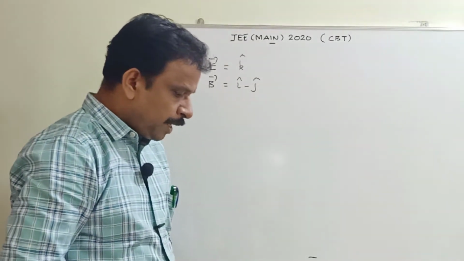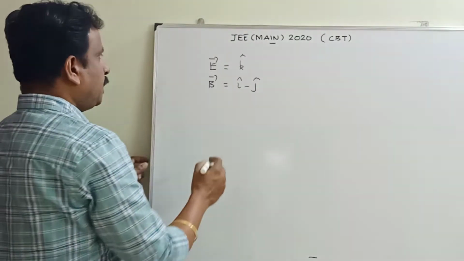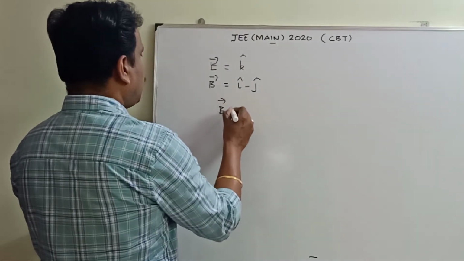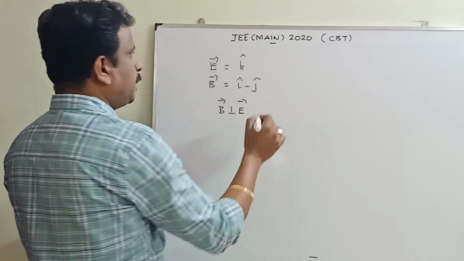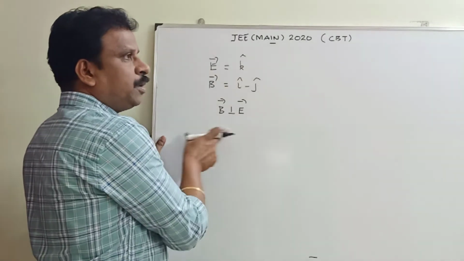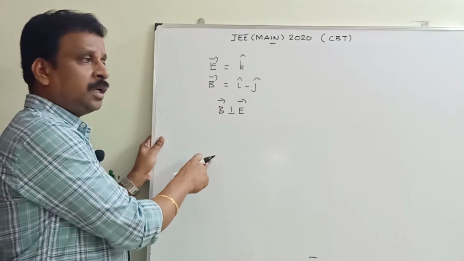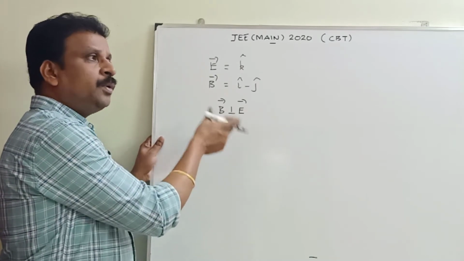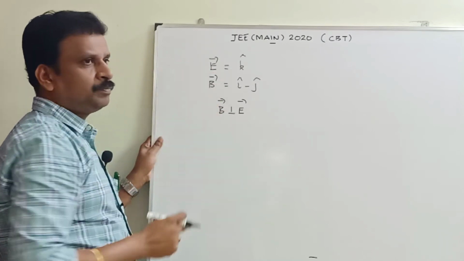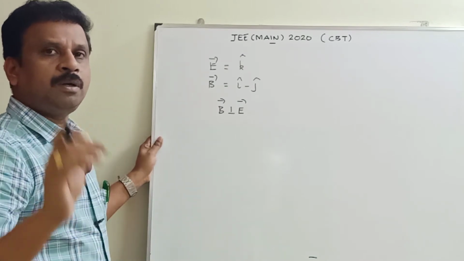Now the question is, find the unit vector along the direction of propagation. You know very well that the electric vector and magnetic vector are always perpendicular to each other, and the wave propagation will be perpendicular to both vectors. If you take the normal, the unit vector for this and this, that will give you the direction of the propagation.